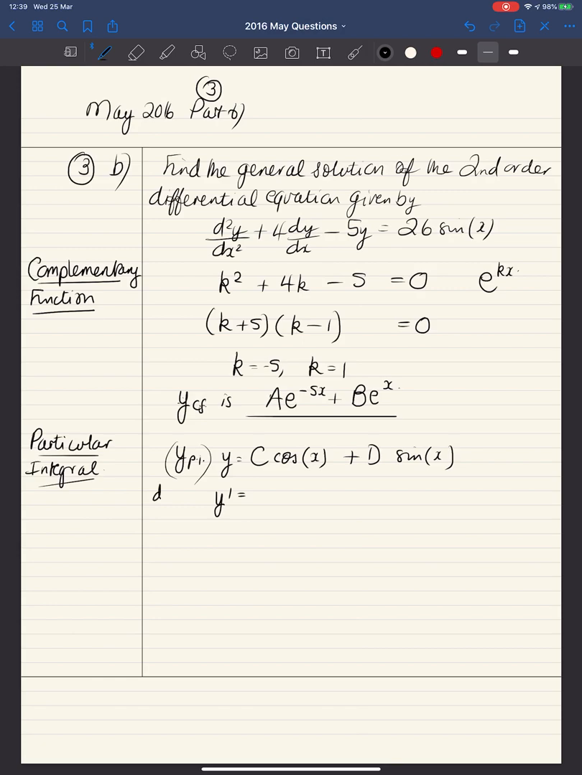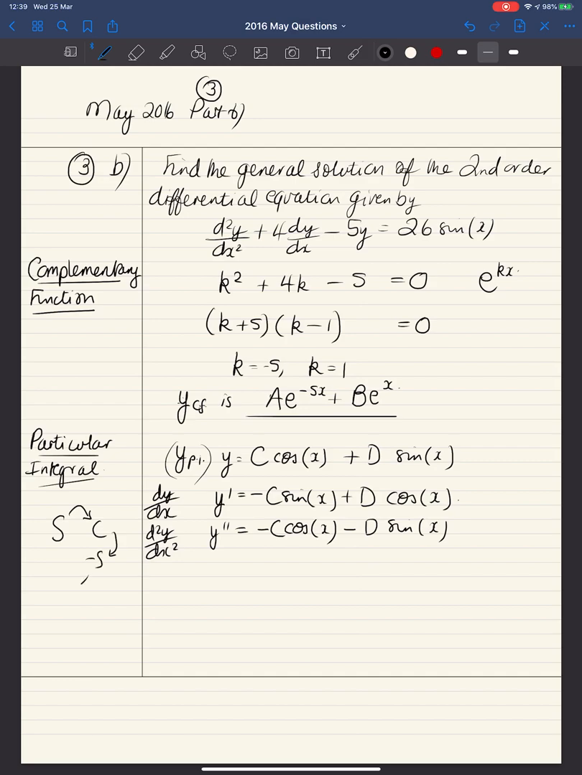So y dashed, which is dy by dx, but y dashed is a bit easier to write. Cosine differentiates to minus sine, and sine differentiates to cosine. Second derivative, d2y by dx squared: minus sine differentiates to minus cos x, and cosine differentiates to minus sine x. So if you watch here, cosine to minus sine to minus cosine, sine, cosine, minus sine. Right, substituting into the left. This could get messy if we're not careful.